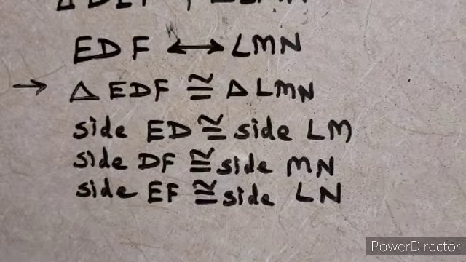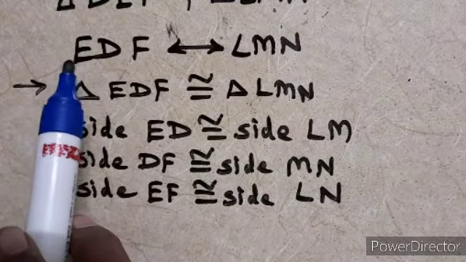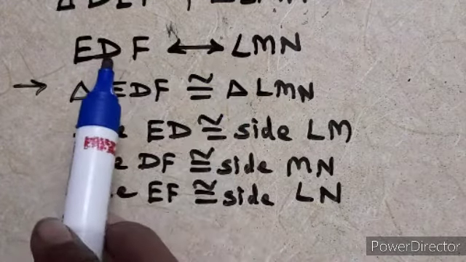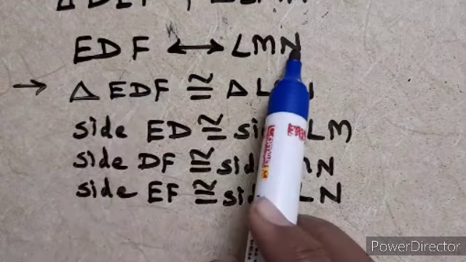Also, we have to write down the congruent angles. So you can write angle E congruent angle L, angle D congruent angle M, angle F congruent angle N.